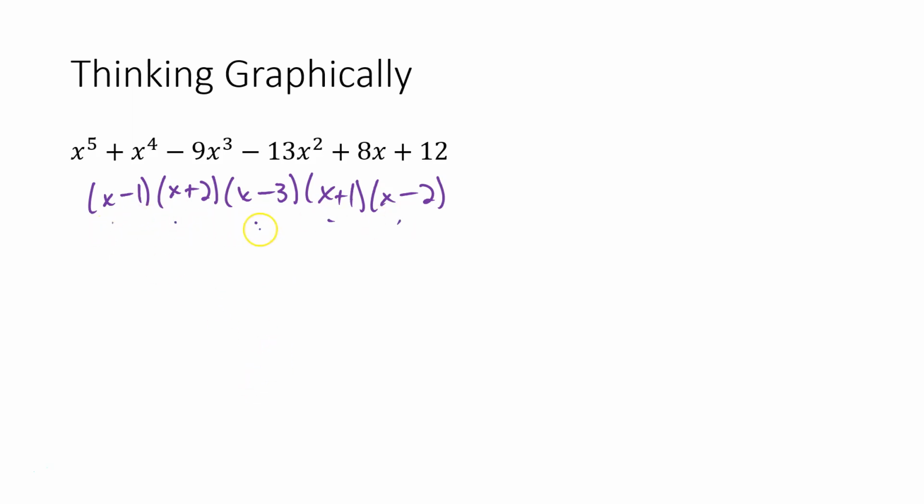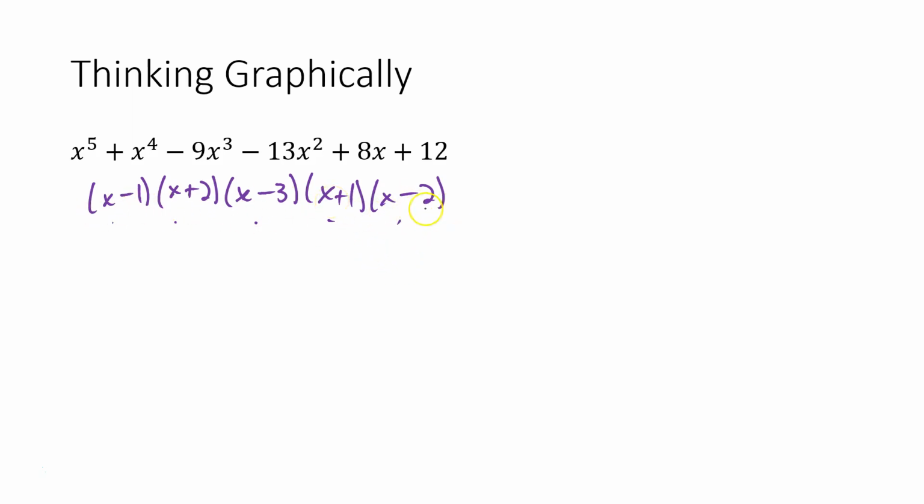Here I count 1, 2, 3, 4, 5 factors. Because if you multiply all these factors together, you're going to have 5 x's. When you multiply x by itself 5 times, that's x to the 5th. There could not be a 6th factor here, because then we would have x to the 6th. Our degree would be too high. So the most factors we can have here are 5.